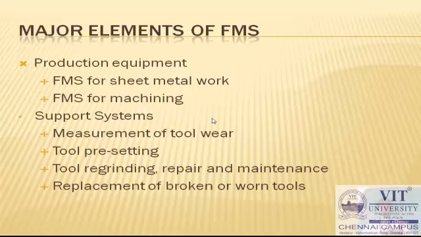Major elements of FMS. FMS can be implemented for sheet metal operations, and also for machining. A variety of machining: it may be a machining center, or a turning center, or special purpose machining operations. So that can be implemented for any variety of machines. Here FMS, in the sense, is a manufacturing system which consists of everything. You may have CNC machines, DNC machines that are controlled by means of a central computer. Here that will control only the machining operations.